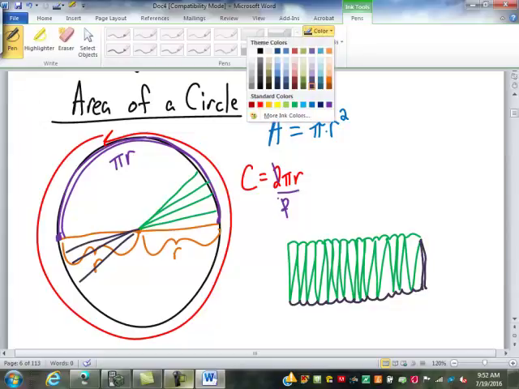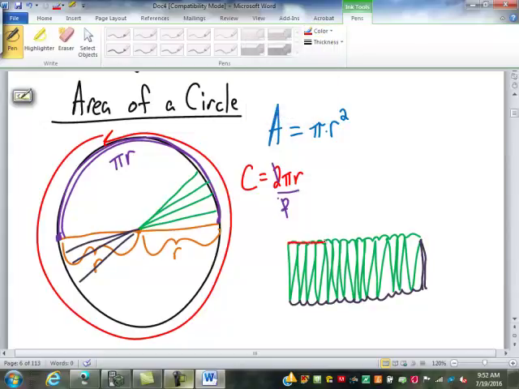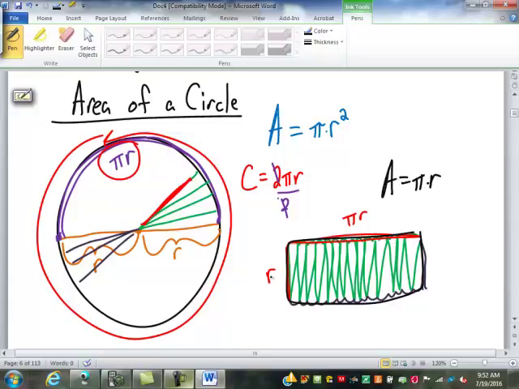So now over here, if I cut these thin enough, this distance across here is that distance around half the circle, pi times r, right? What's this length here? That's just the radius, right? So what I've created here is a rectangle that has a length of pi times r and a width of r. So the area is pi times r times r, or pi times r squared.